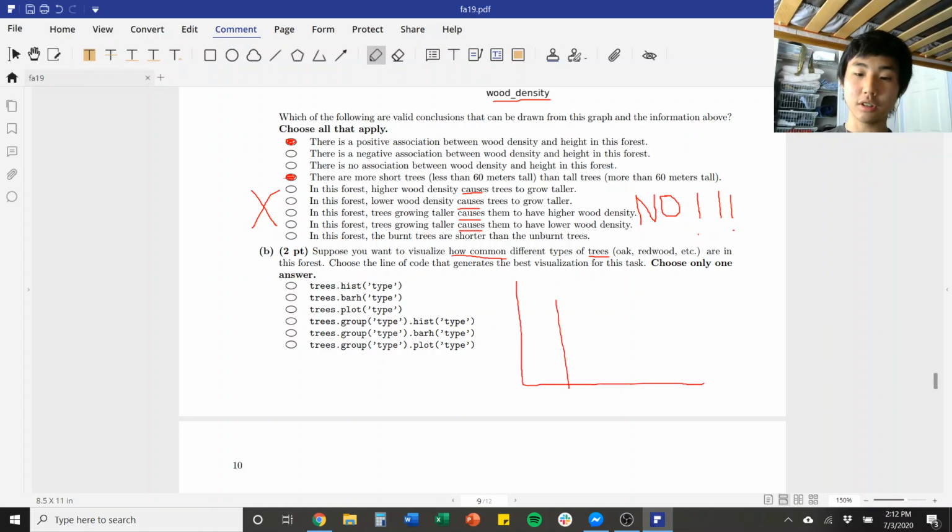All right, so we can do something like a bar for oak, a bar for redwood, etc. So how do we do that? We first need to count how many of each tree there are. And the way we do that is by grouping by type. So that instantly eliminates the first 3 options. Then the only difference now is the type of graph: histogram, bar graph, or scatter plot. And we already said we want to do a bar graph. So this is our answer.